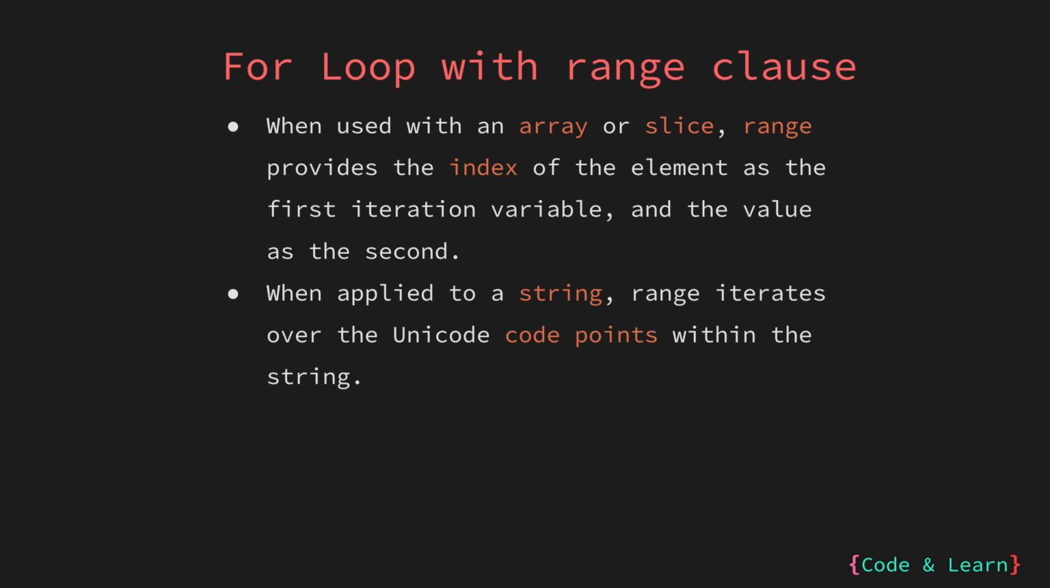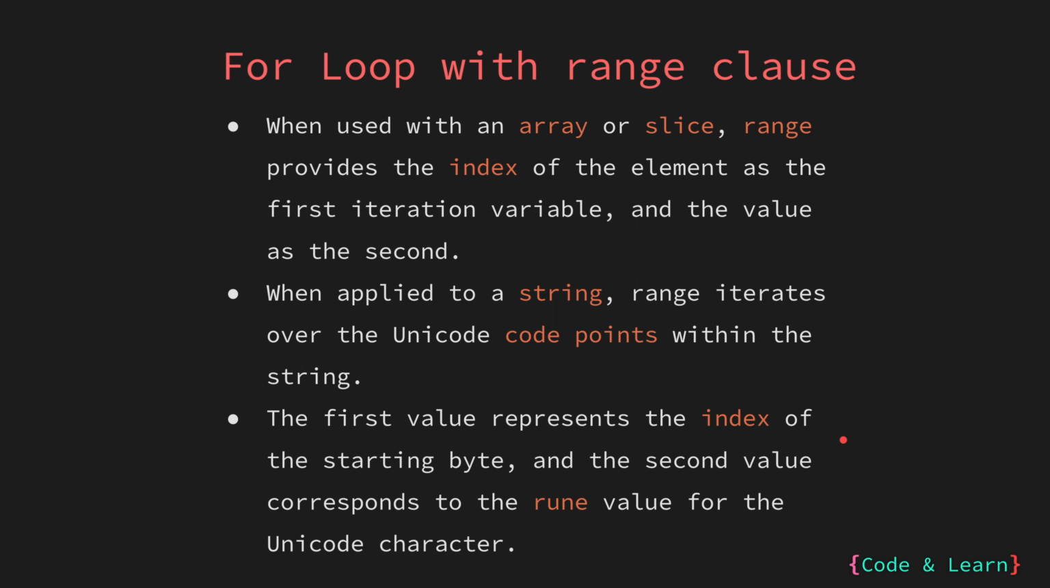When you use range with a string in Go, it iterates over the Unicode code points within that string. In Go, strings are UTF-8 encoded, so a single character can be composed of one or more bytes. This is useful when you need to work with multi-byte characters, which are common in Unicode. For a string, the first value represents the index of the starting byte, and the second value corresponds to the rune value for the Unicode character. Let us see with an example now.